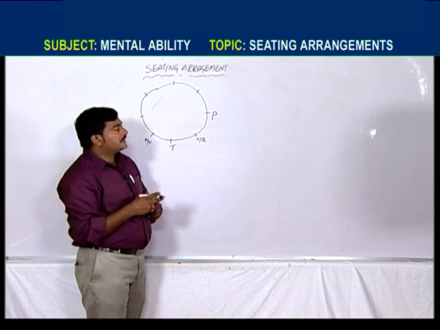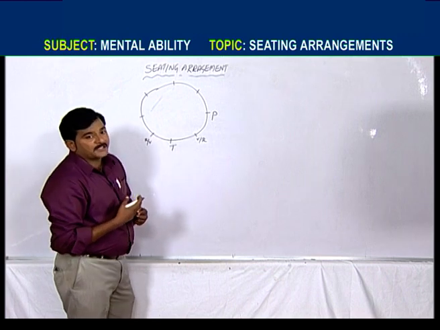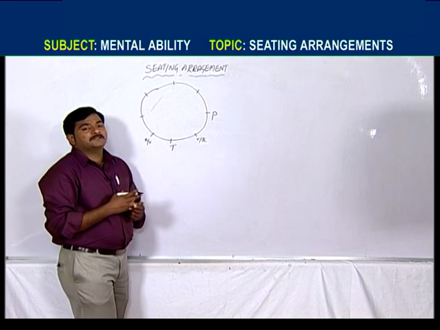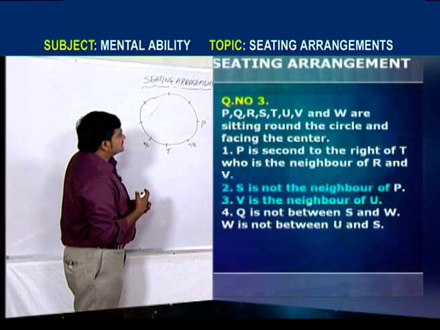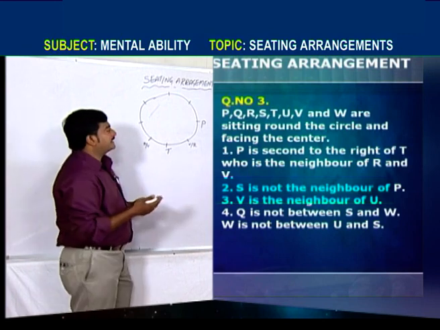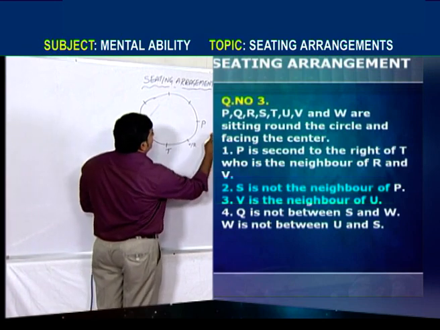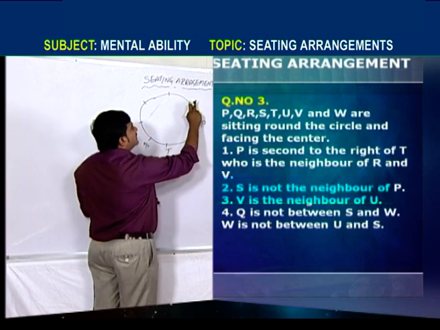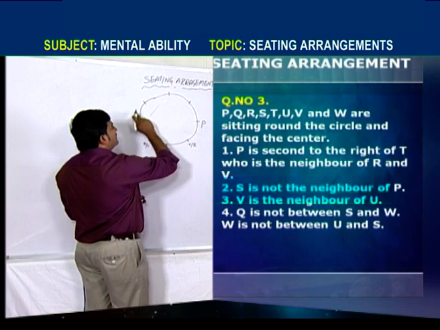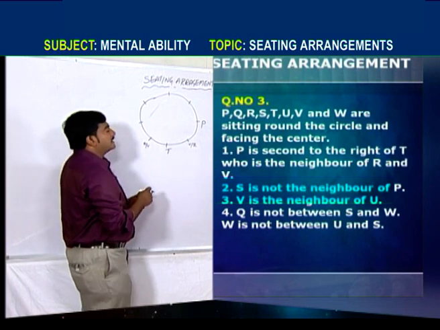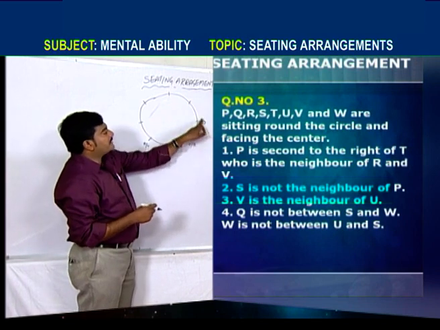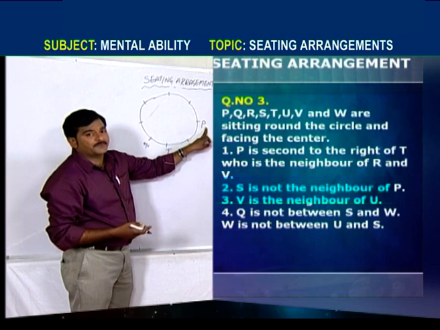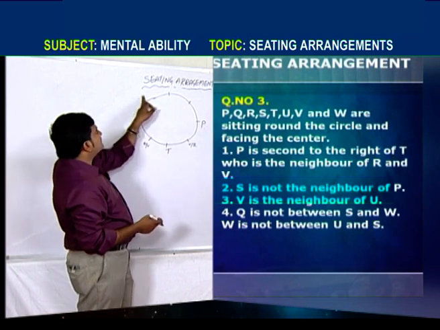Next, condition number 2. What is the given condition here? S is not the neighbor of P. One thing is clear: S should not be here. You may get S here or here or here, no issue. But S is not the neighbor of P. So S has 3 other positions.